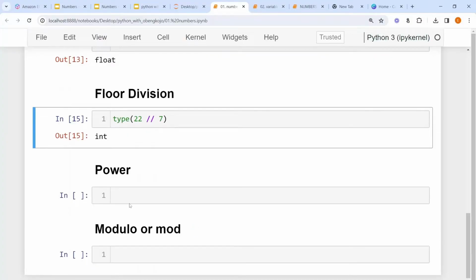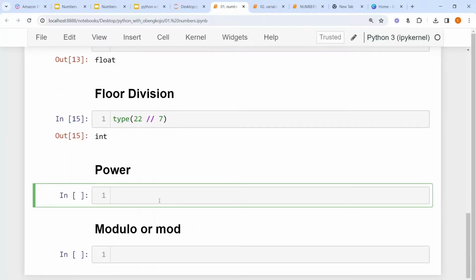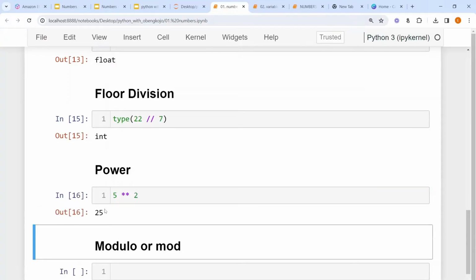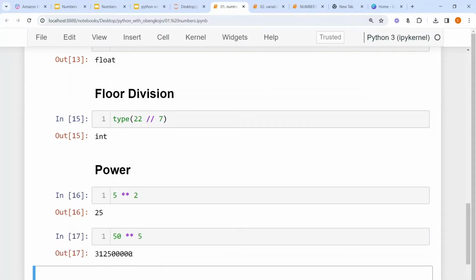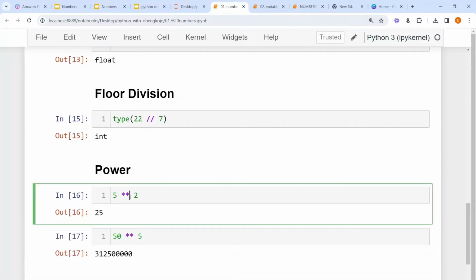Now let us look at what we call the power, so exponent. How do we perform exponent? We use the asterisk sign 2 times. So 5 exponent 2. If I run that, we are going to get 25. That is 5 times 5. If we try it again, let's say 50 exponent 5. If we run that, that is the value that we end up getting. To find the exponent, we use double asterisk.